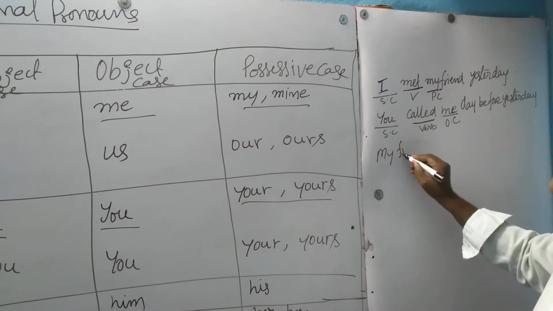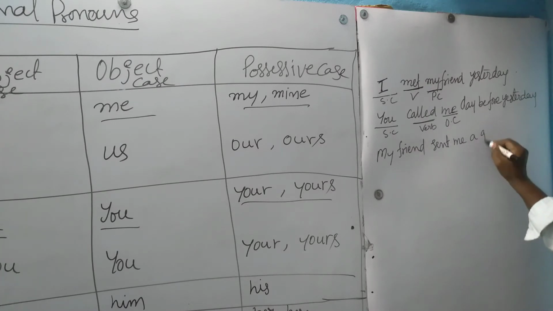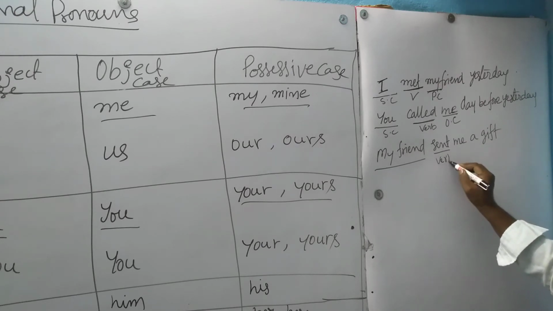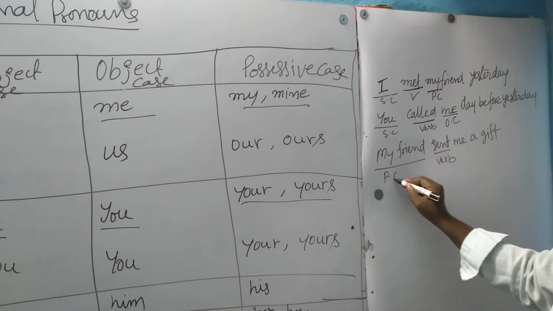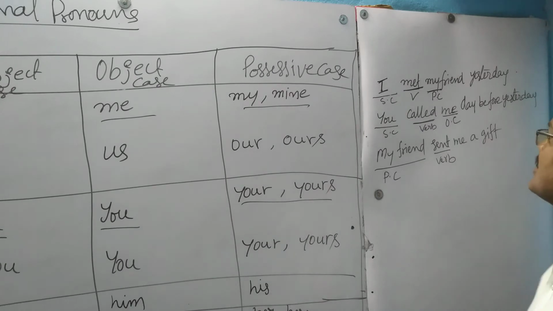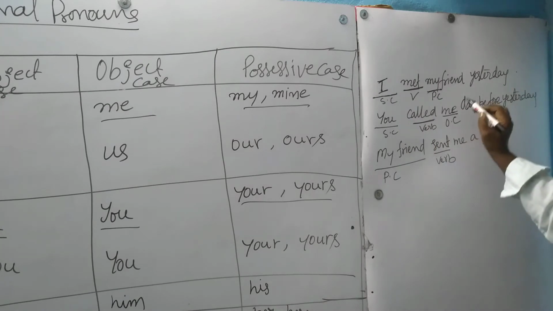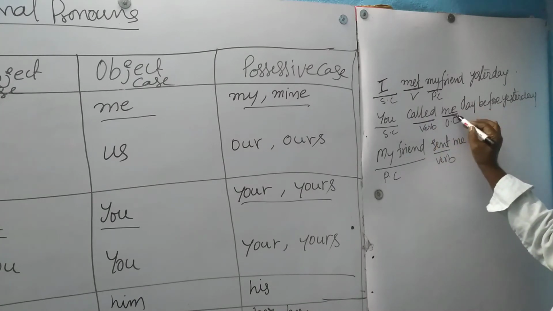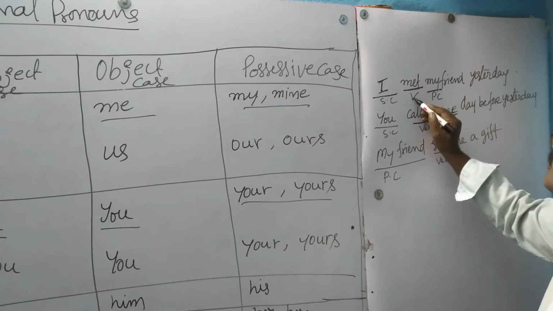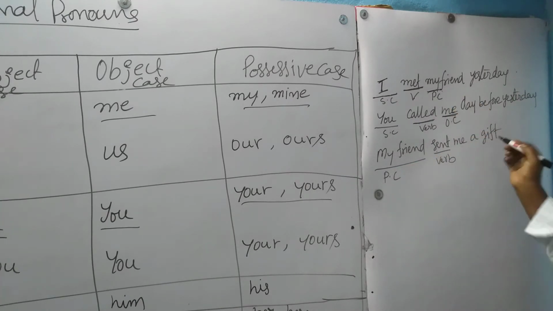See here, "My friend sent me a gift." If you see here, "my friend" comes before the verb. The possessive case is there, and we can use it before the verb also. So, my dear students, what you have to understand is that the subject case should be used before the verb only. The object case we have to use after the verb only. But possessive cases we can use after the verb and before the verb also. My friend sent me a gift.